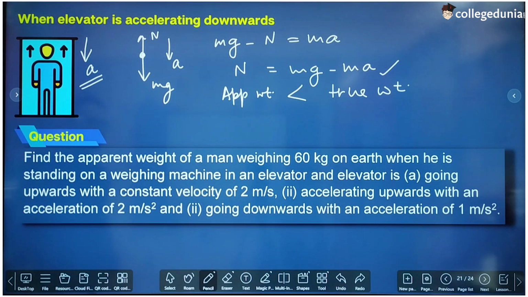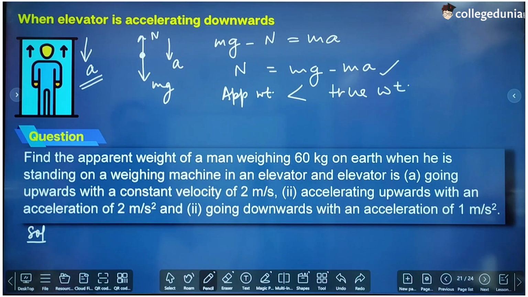Okay. So here we are going to solve a question based on this concept. Everything is given in this question. The weight of the man is 60 kg.